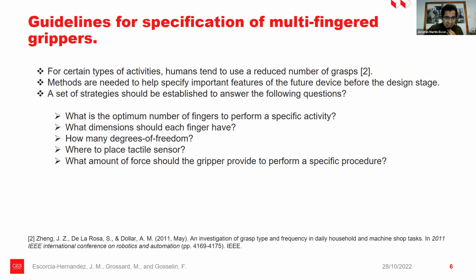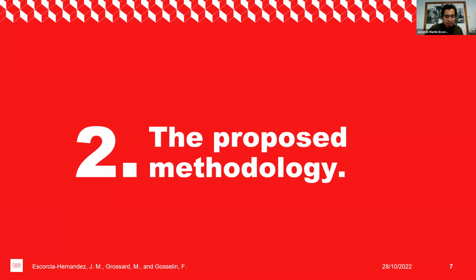In some studies, it's said that for certain activities, the human beings tend to use a reduced number of grasps, and taking this into consideration, we can define some strategies to answer some questions that are related to the design of the device. So what is the optimum number of fingers that the device needs to perform a specific activity, the dimensions, how many degrees of freedom, where to place the tactile sensors in this case, and what is the amount of force that the gripper, the device, must provide to perform a specific procedure.